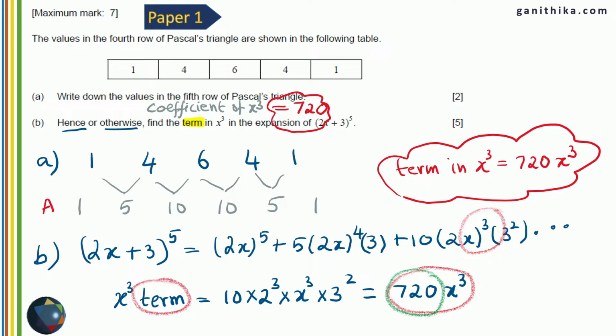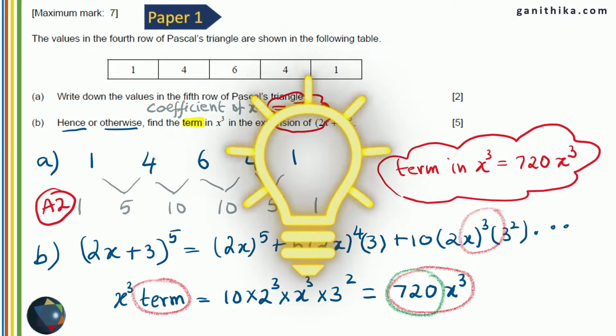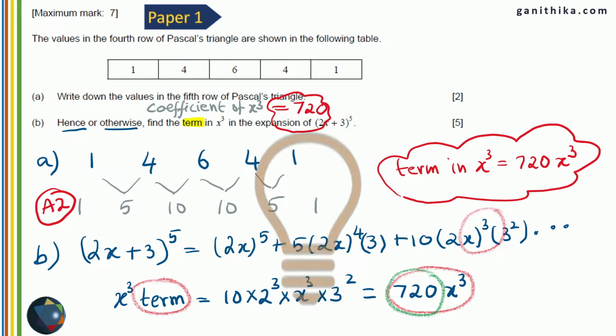So going for the marking scheme, this question has A2 marks, which means you get either full marks A2 for writing 1, 5, 10, 10, 5, 1, or you don't get any marks at all. Even if you make a small mistake of not writing the 1 on either side, you will lose both the marks. So be careful in writing all the numbers 1, 5, 10, 10, 5, 1 carefully so that you will get all the marks for this question. So it's either 2 or none.